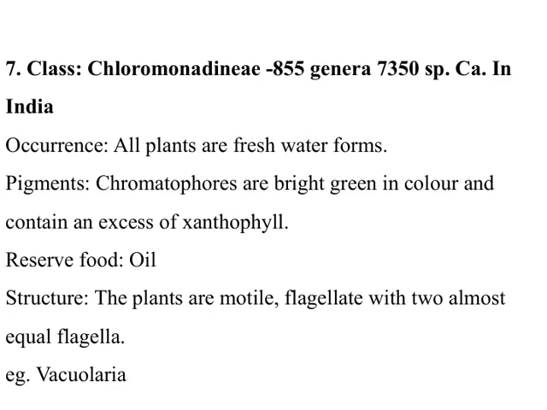Let's take a closer look at the class Chloromonidinae. This group includes about 855 genera and around 7,350 species worldwide, with a significant number found in India. All of these plants are freshwater forms, which means they thrive in ponds, lakes, and similar aquatic environments. One of their distinctive features is their bright green chromatophores, which contain an excess of xanthophyll pigments, giving them that vibrant color.